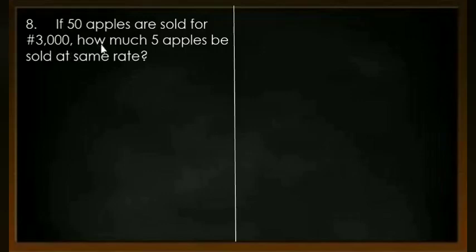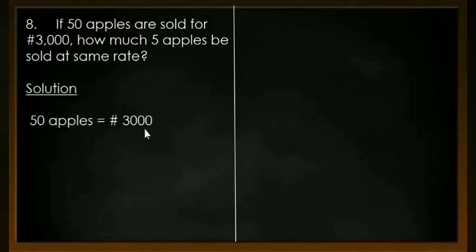Another example, if 50 apples are sold for 3,000 naira, how much would 5 apples be sold at the same rate? 50 apples were sold for 3,000 naira. 5 apples will be sold for y naira. So just like before, we'll cross multiply. We will now have 50 times y equals 5 times 3,000.